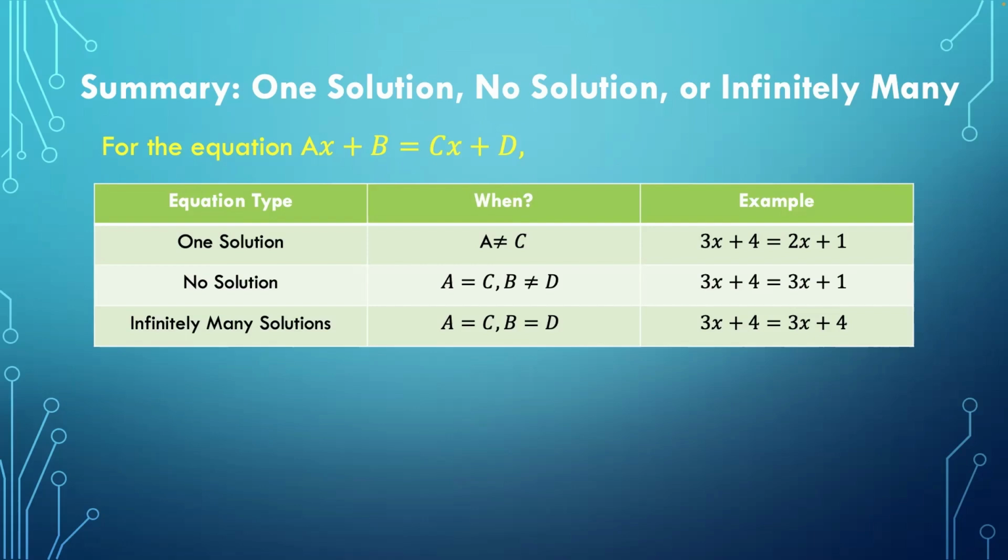Case 3, infinitely many solutions. This happens when both the coefficients of x and the constant terms are the same. So a equals c and b equals d. Geometrically, that means both sides of the equation are identical and the graphs represent the same line, so every point on the line is a solution. For example, 3x plus 4 equals 3x plus 4. That is always true no matter what x is.